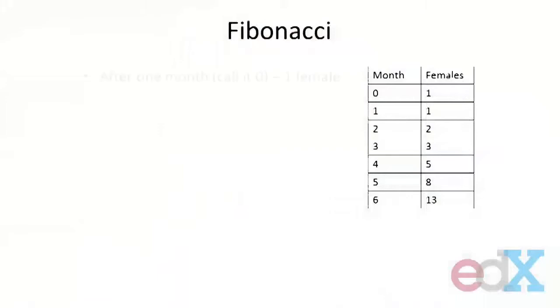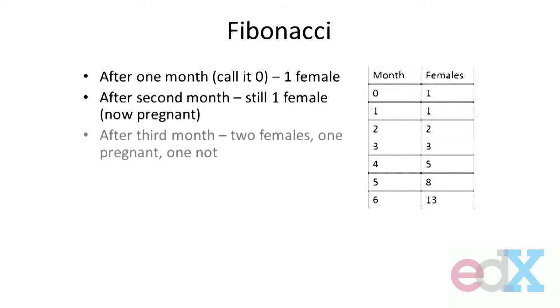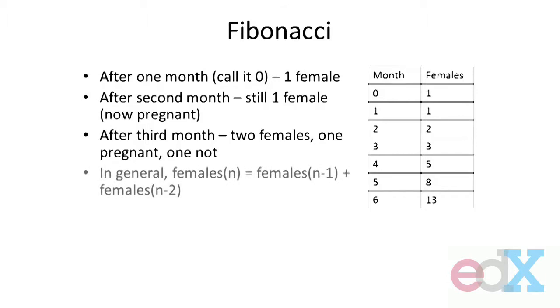Here's how we can actually think about it computationally. We want to know the number of females. So, at the end of month 0, we've got 1 female. That's what we started with. After the second month, there's still 1 female, but she's now pregnant. And at the third month, she's going to deliver. So in fact, not only is there now that female, but there's a second female, 1 pregnant, 1 not.